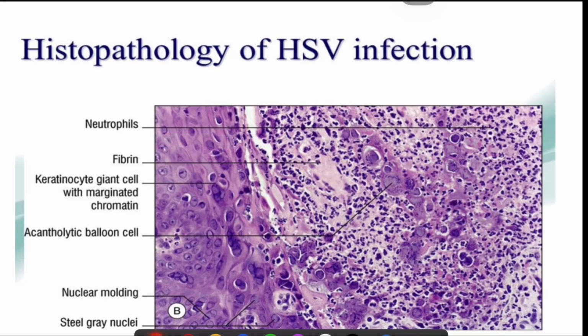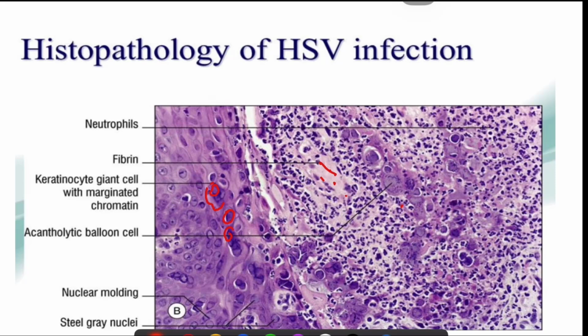This is again herpes simplex virus infection, where the epidermis and dermis show plenty of neutrophils and fibrin material. These are the keratinocytes. They have a giant cell appearance, where chromatin shows margination, meaning chromatin is located at the margin of the nucleus. So dark margin. Then acantholytic balloon cells.